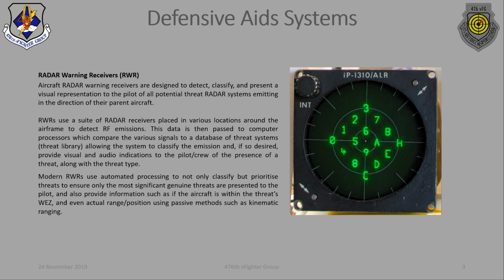The RWRs we have in DCS generally work on threat priority rather than range. So the closer something is to the inner ring or the inside of the RWR scope, the higher the threat it is.